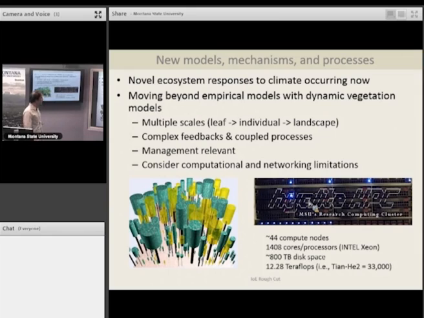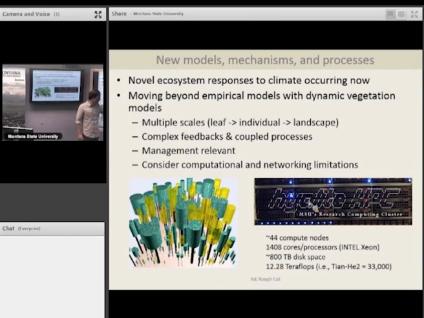But they're also constrained by computational networking limitations. So we've been lucky at MSU to have this new Highlight high-performance cluster implemented over the past several months. And Highlight is, for computer geeks here, 44 compute nodes, and each compute node has 16 physical cores associated with it, so we have about 1,400 cores.